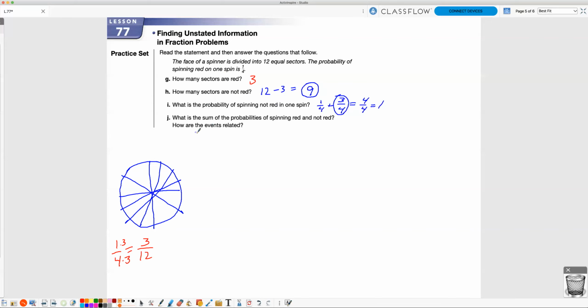And letter J, what is the sum of the probabilities of spinning red and not red, and how are the events related? So here's the answer to that. Letter J, the sum would be 1, and the answer to that is they are complements, or complementary. Spinning red and not red are complementary events. So the sum would be 1 and they're complementary.